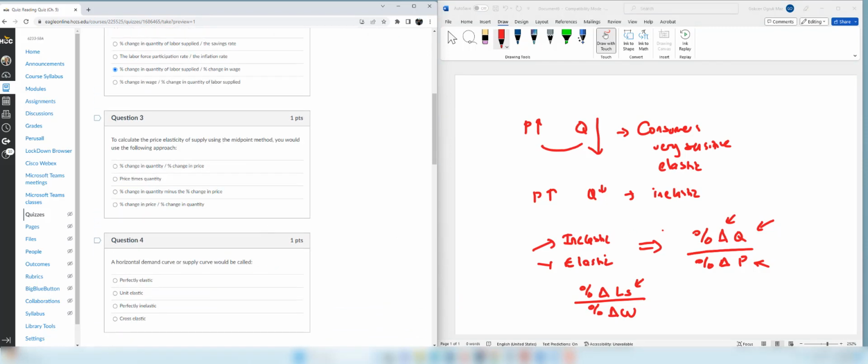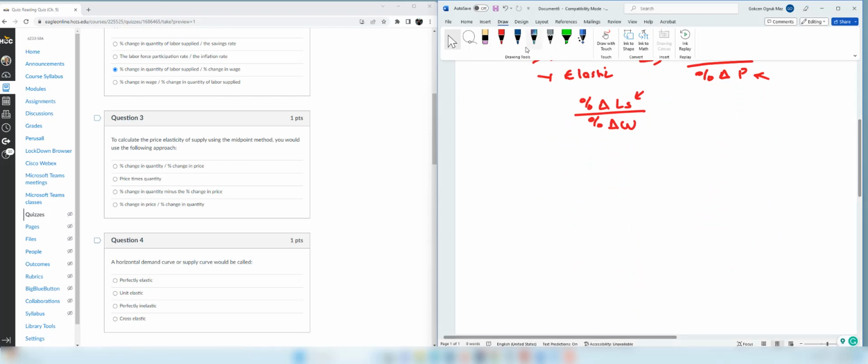Question 3. To calculate price elasticity of supply using the midpoint method, you would use the following approach. Next we need to understand the price elasticity of supply. The same idea, it's the percentage change, this time in quantity supplied, divided by percentage change in price. But now we are talking about the supplier's sensitivity to price. So let's think about an example. If price increases, the business becomes more profitable, therefore the supplier is willing to supply more. And we expect that quantity supplied increases. But how much more is the question.